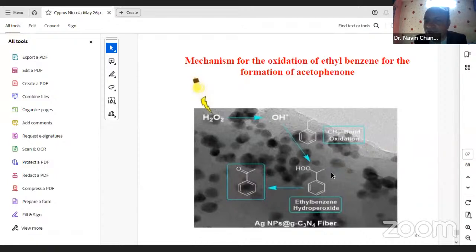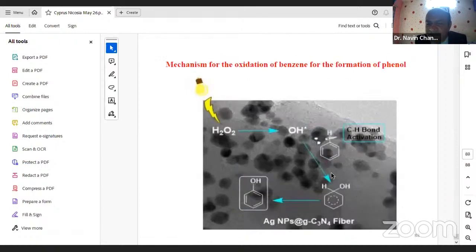This is the mechanism for the oxidation of ethylbenzene to acetophenone, showing how this reaction can proceed. This is for the phenol conversion, benzene to phenol conversion.